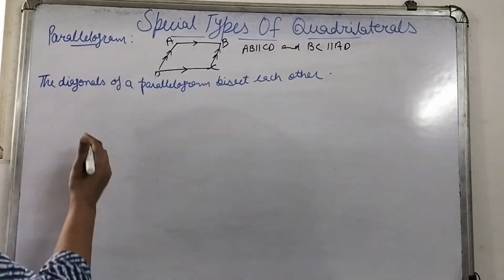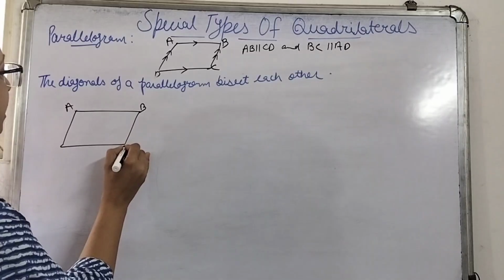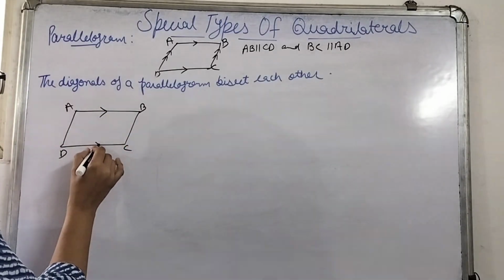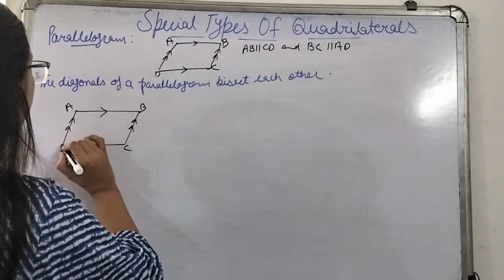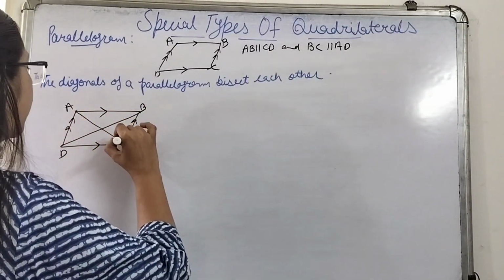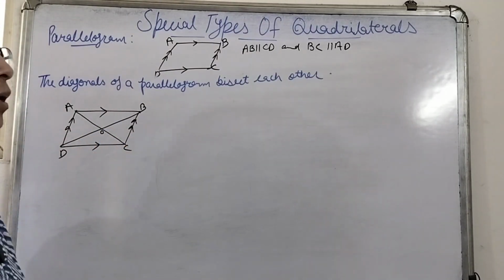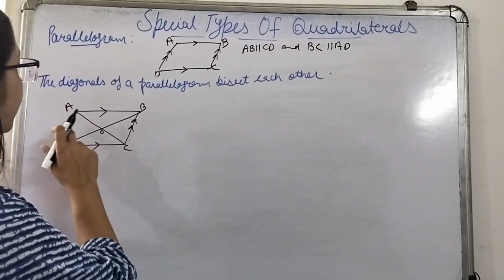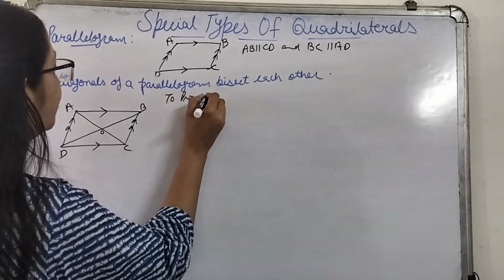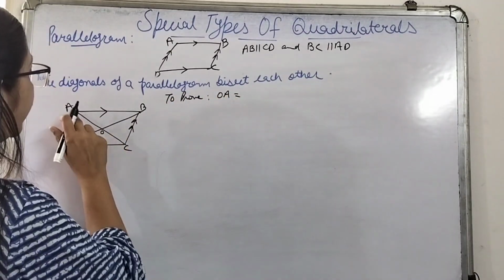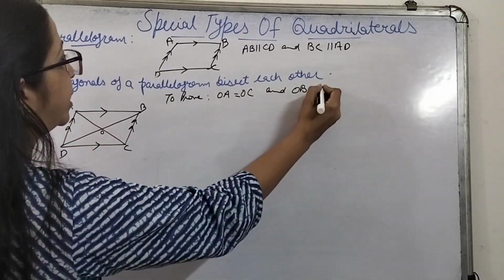If we take a parallelogram, suppose this is the parallelogram ABCD, where AB is parallel to CD and AD is parallel to BC. Then if we make both the diagonals of this parallelogram, that is AC and BD, which are intersecting each other at the point O, then this O is bisecting both the diagonals. That means what we need to prove is that OA is equivalent to OC and OB is equivalent to OD.